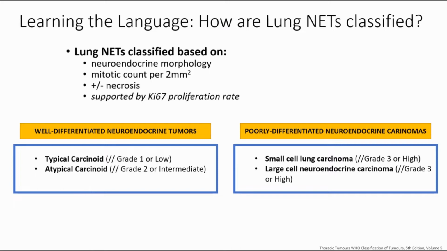So on the left, we have well-differentiated neuroendocrine tumors, and that includes typical carcinoid, or low grade, or atypical carcinoid, which is intermediate grade. And on the right are poorly differentiated neuroendocrine carcinomas. So those are high grade, or grade 3, small cell lung carcinoma or large cell neuroendocrine carcinoma. As you can see, the naming is a little bit confusing, so I just wanted to go through that to begin with.